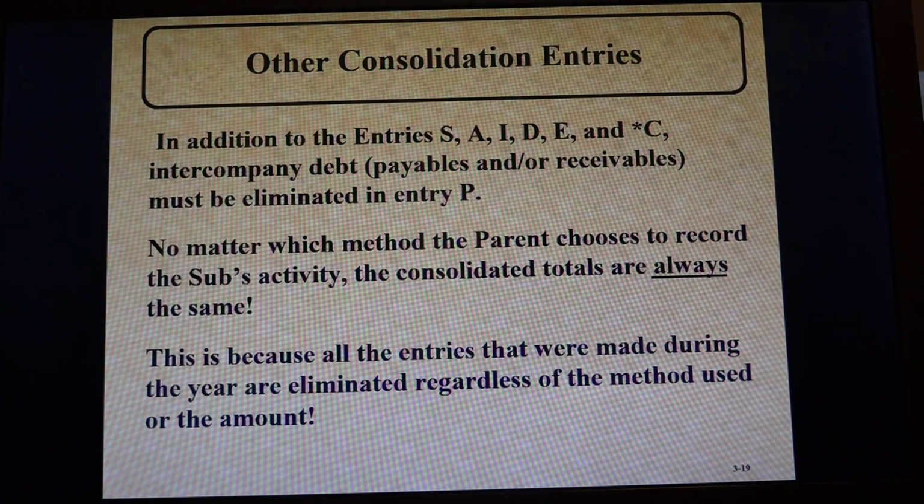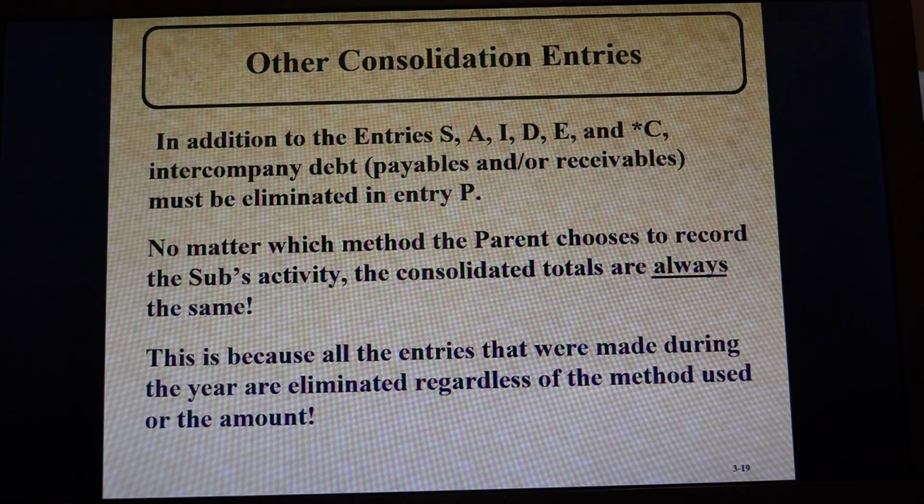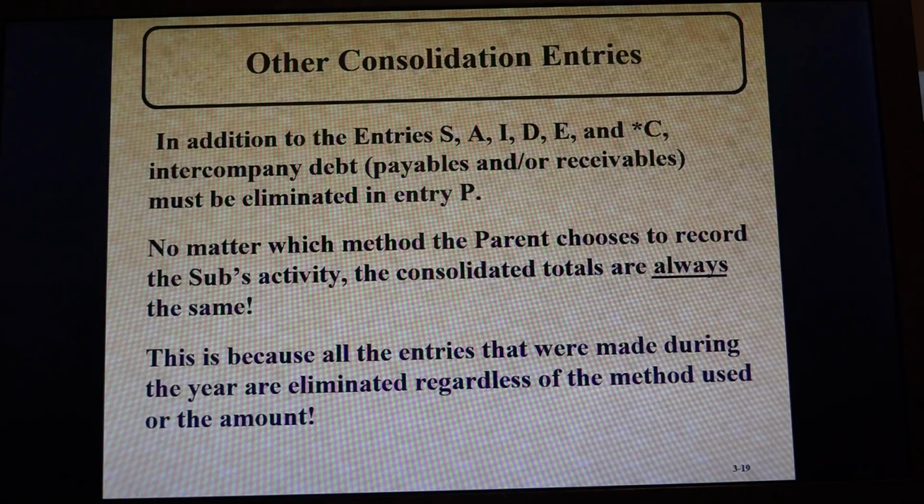If you can do the consolidation entries for a company that uses the equity method in accounting for its investment in the sub, you can do the other two very easily because they're not as difficult. So you have fewer entries that you have to eliminate with the other two methods, is what it boils down to.